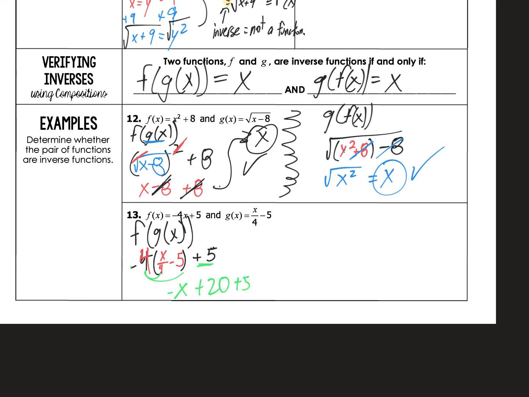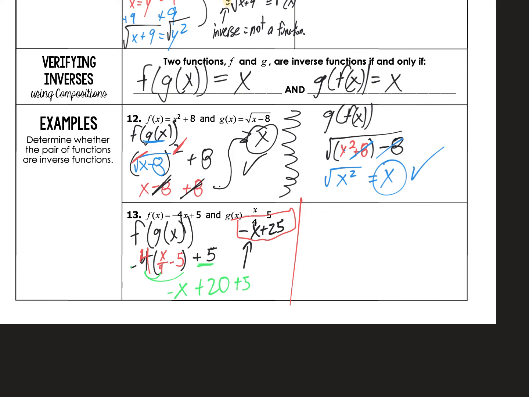And you can already see this is not canceling out nicely. I'm ending up with negative x plus 25. That's definitely not supposed to be right, right? So I know this is no good, so I can throw that one out. But let's go ahead and see if the other way works out. It's odd if it would, but let's just double check and make sure that we are certain about this.